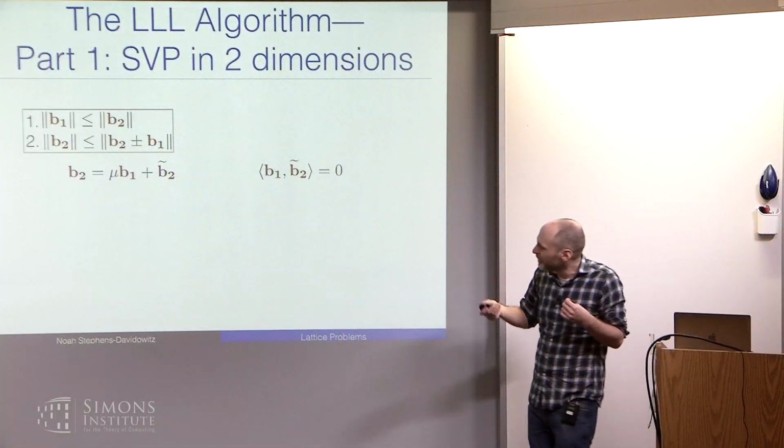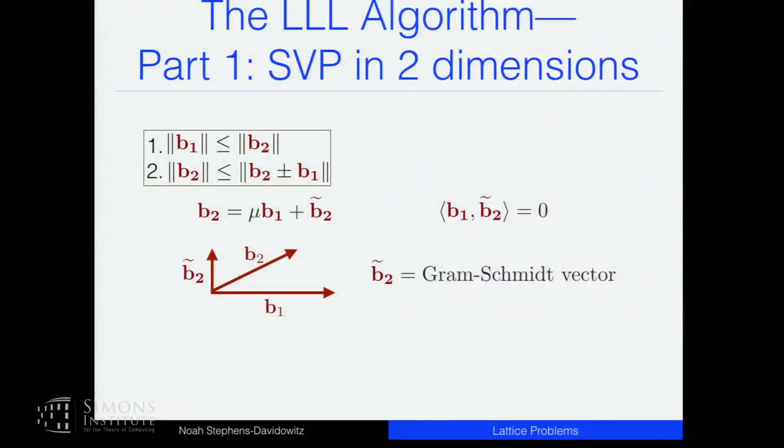So remember, Daniele defined this. This is the same definition. This is the same object, slightly different definition. But B2 tilde is what I'll call a Gram-Schmidt vector, and it's just the orthogonal part of B2 from B1, right? So I can write B2 tilde as something times B1 plus something orthogonal to B1, and B2 tilde is the orthogonal part. Good?